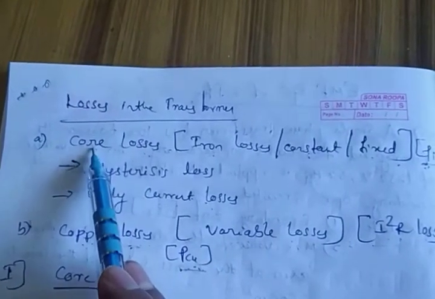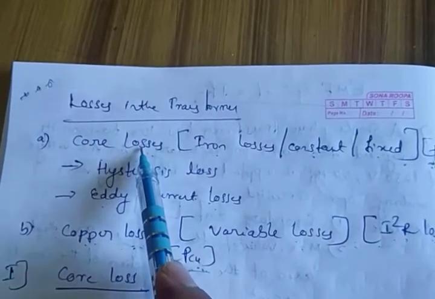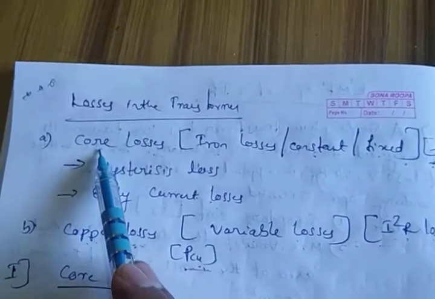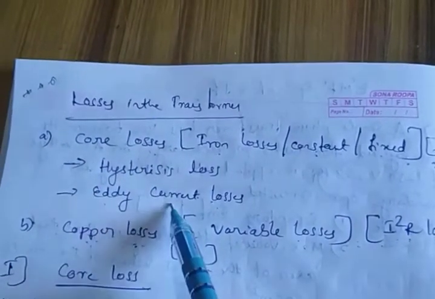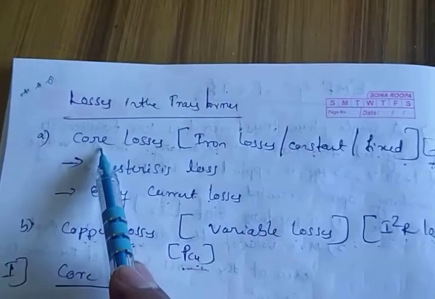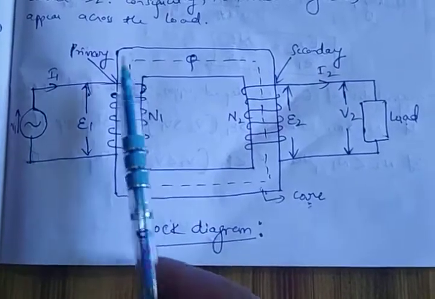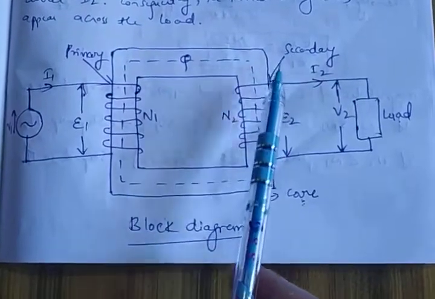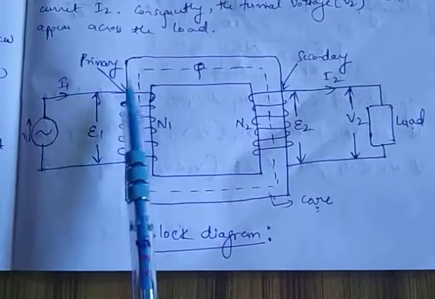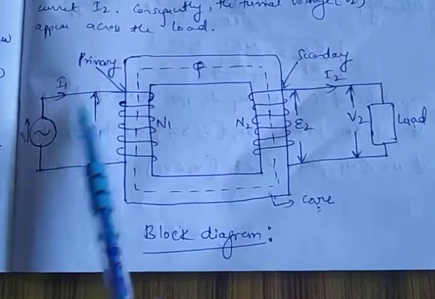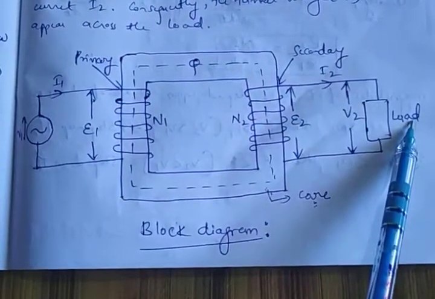As the name itself suggests, core losses are the losses which occur within the core of the transformer. Both hysteresis and eddy current losses occur within the core of the transformer. See this block diagram. Both primary and secondary windings are placed on the core of the transformer. We call it primary because it is connected to the supply, and secondary because it is connected to the load.